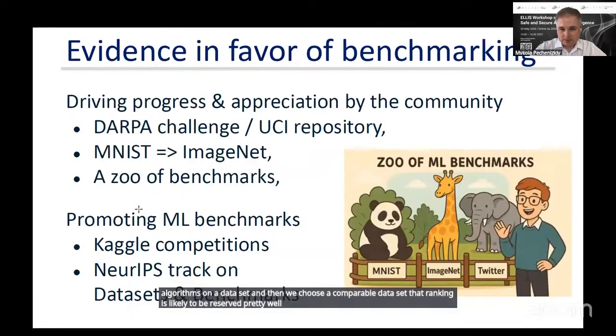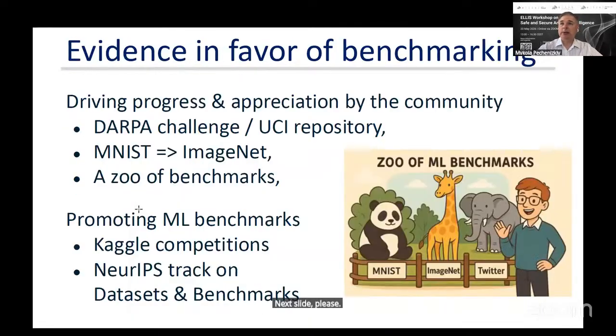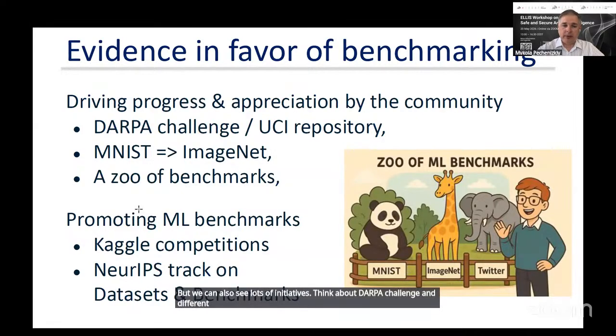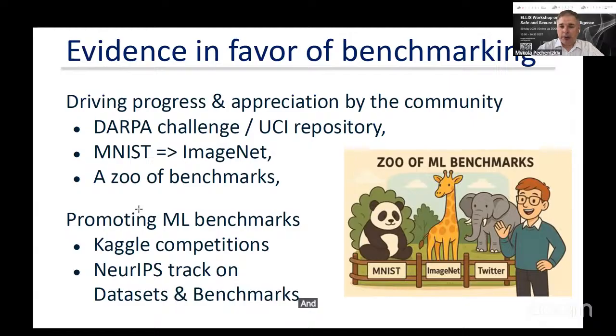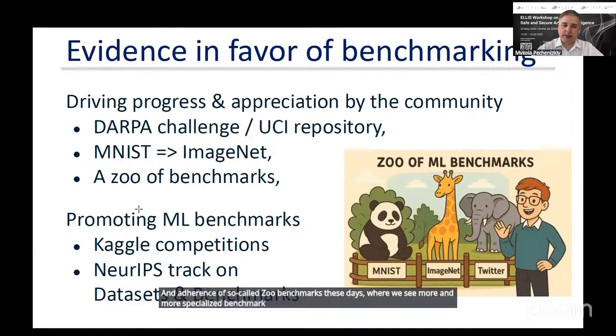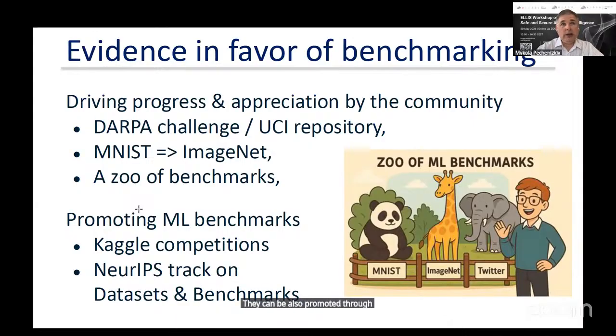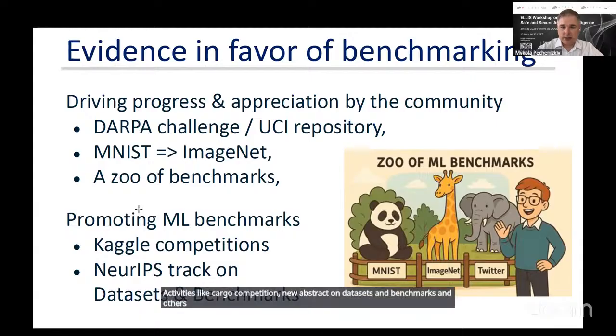Next slide, please. So we can also see lots of initiatives. Think about DARPA challenge and different milestones in development of benchmarks in computer vision, like NIST, ImageNet, and so on. And appearance of so-called zoo benchmarks these days, where we see more and more specialized benchmarks appearing for particular tasks. They have been also promoted through activities like Kaggle competitions, the NeurIPS track on datasets and benchmarks, and others. Next slide, please.